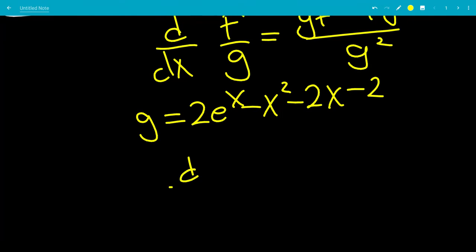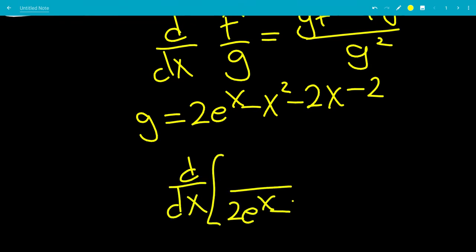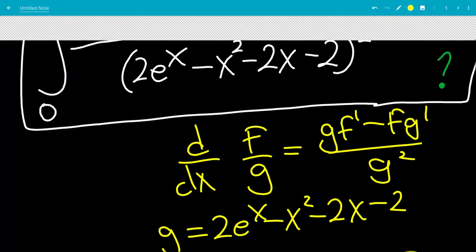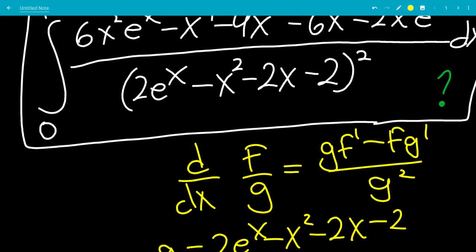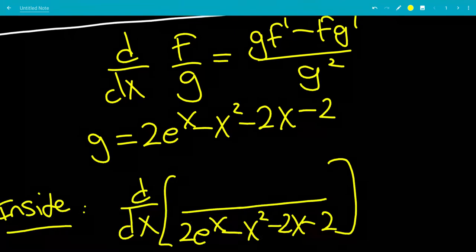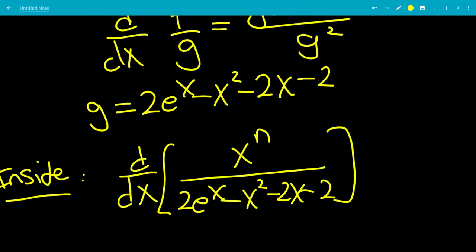Okay, so we have the derivative. On the bottom, we have 2e to the x minus x squared minus 2x minus 2. So this will be the inside function of the derivative. So what should the function f be, the top function? We have x to some power times e to the x. In the other terms, we have x to some power. So why don't we just let f be x to the n and see if it works?